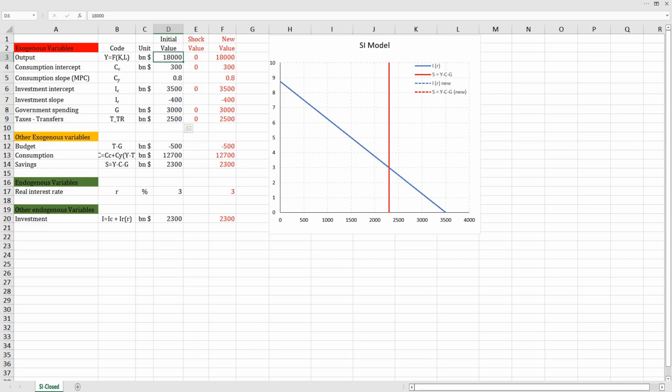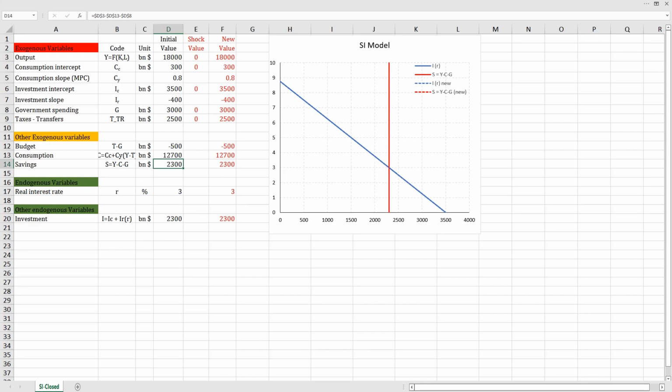Now, given these exogenous variables, we can always derive the budget balance, which is the taxes minus the government spending. So 2,500 minus 3,000, that's negative 500. So that's a budget deficit. Then when you plug the value of y into the consumption function, we get consumption equals 12,700. And the savings, which is y minus c minus g, is 18,000 minus 12,700 minus 3,000, which gives us 2,300.